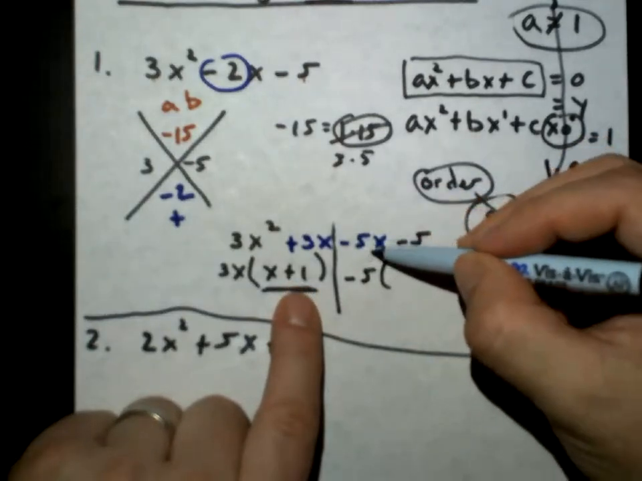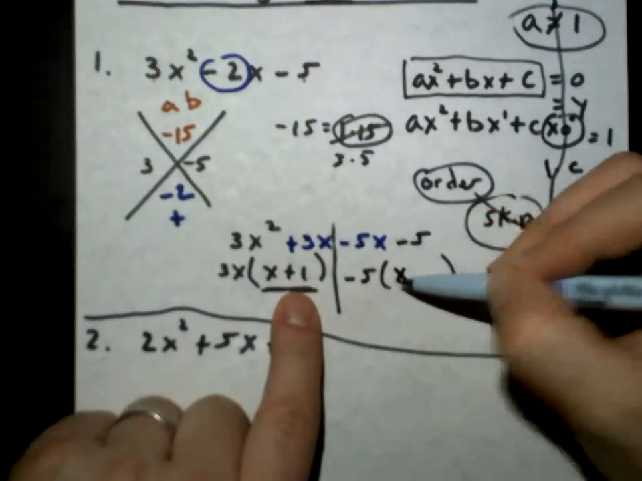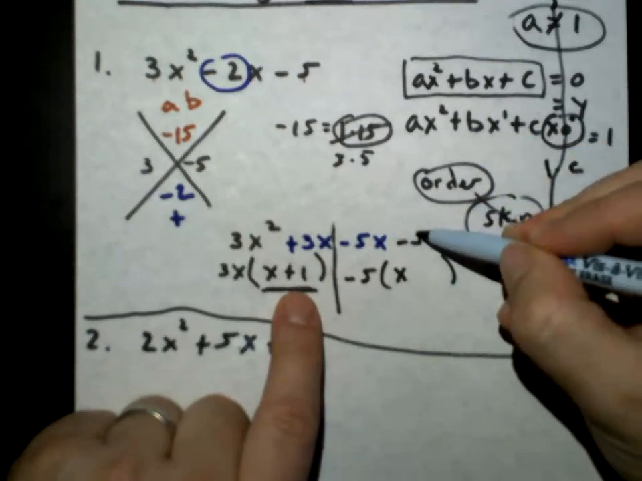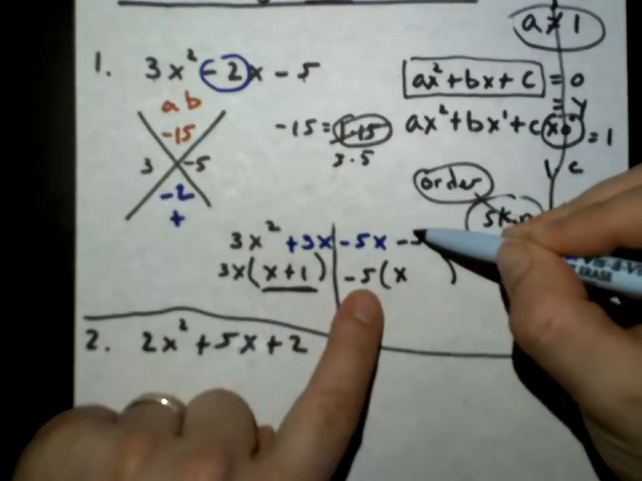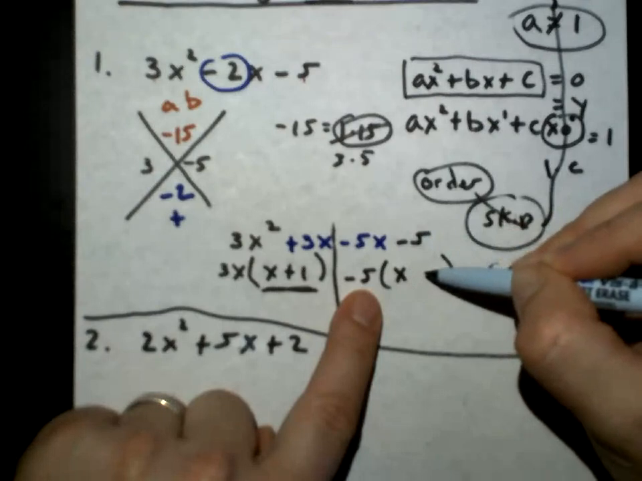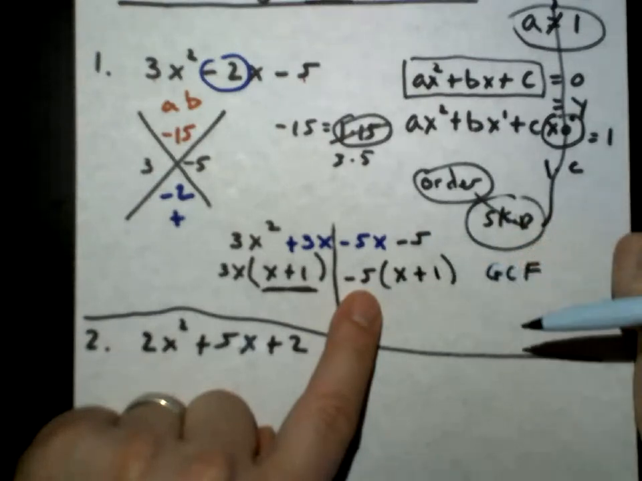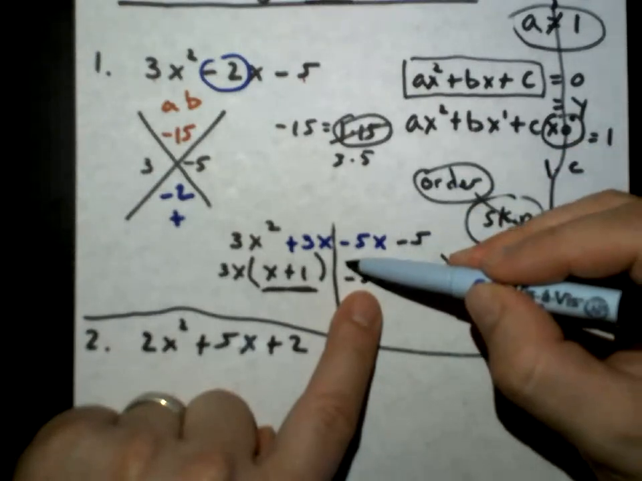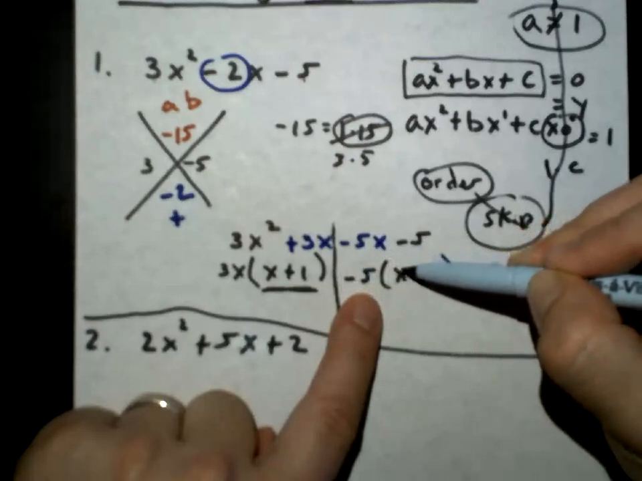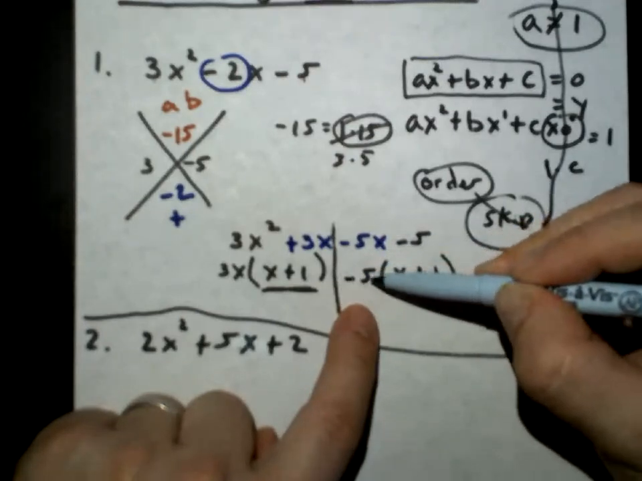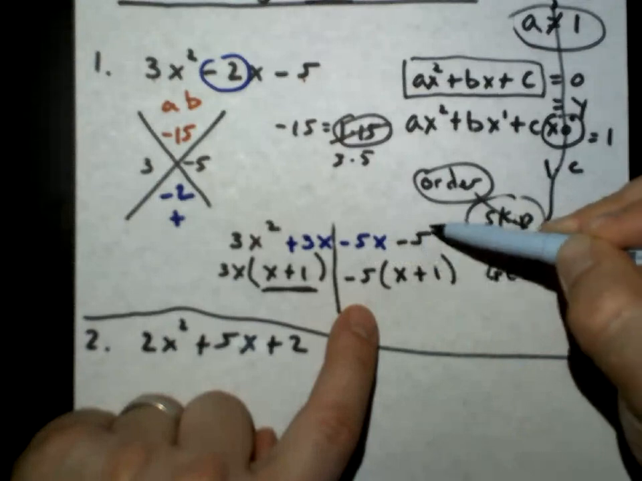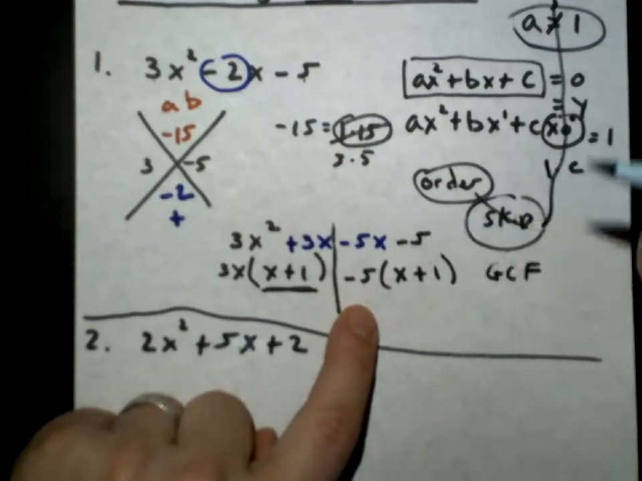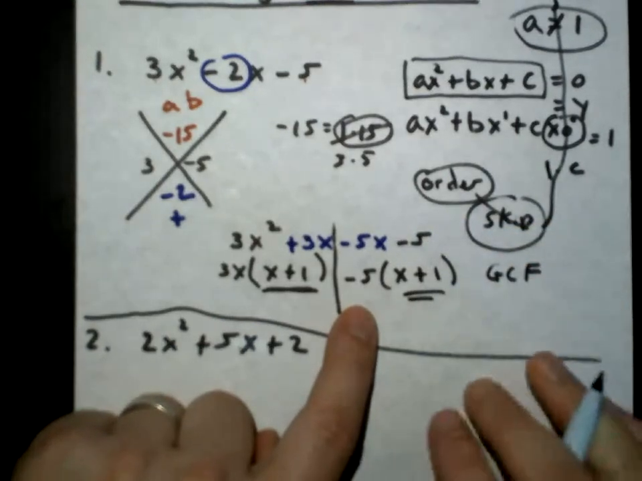If I take out a -5 here, doesn't that become positive? If I take out a -5 here, what's left? Well, it has to be +1. Do you see why it's +1? Because if I take this -5 and go here, I get that. If I take that -5 and go here, don't I get that? Do you see how these two are the same?